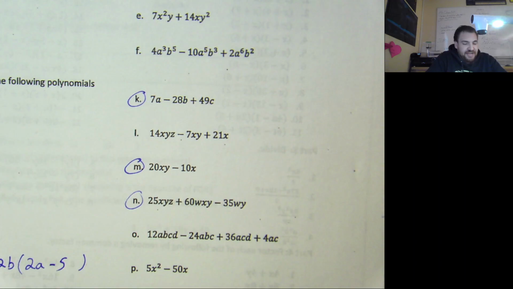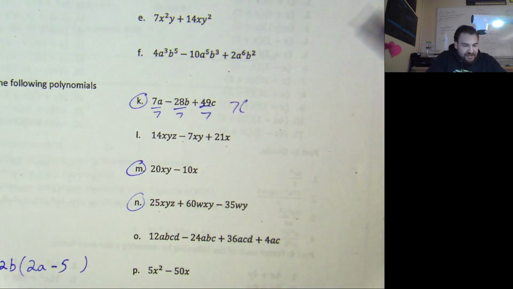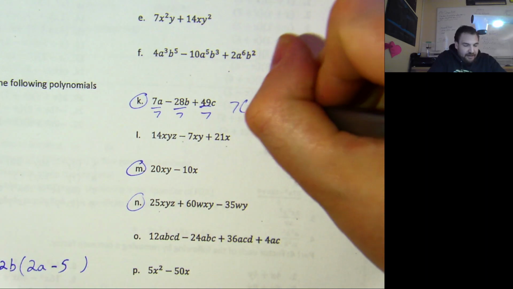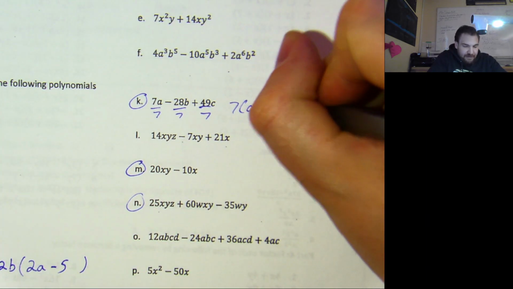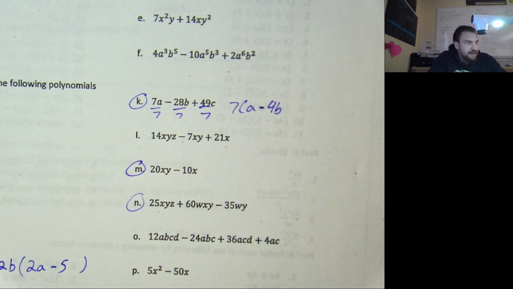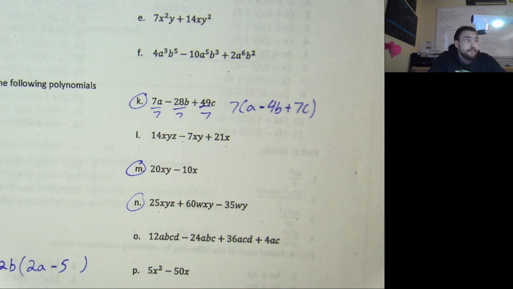What's the GCF of 7, negative 28, and 49 written in that order? It's going to be 7. So I'm going to factor out a 7, and then I divide 7, I divide 7, I divide 7. 7a divided by 7 is a. Negative 28b divided by 7 is? So it's going to be minus 4b, and then 49c divided by 7 is? Positive 7c. Oh, I just got the a at the beginning, but I got negative 4b. Yeah, you see, so we're being a little sloppy. We'll be real deliberate.